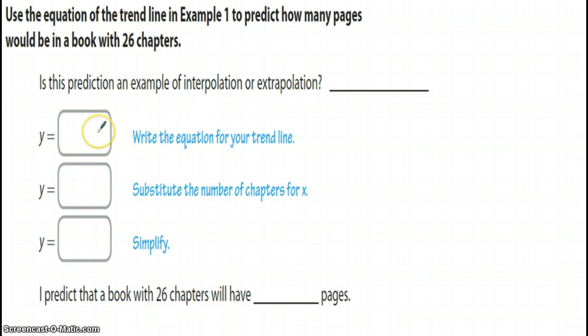Give me the equation, substitute the number of chapters, which is 26, for x, and then simplify, and then go ahead and answer that question. So go ahead and stop it now and take care of that.